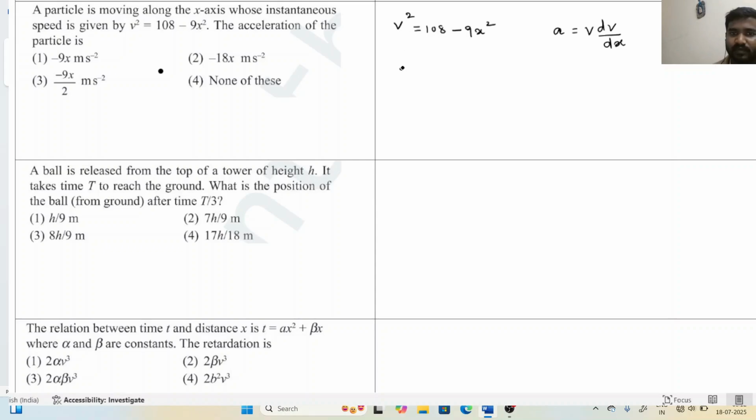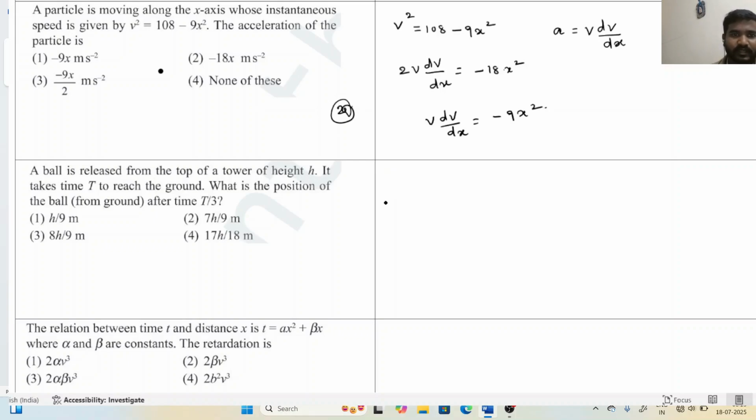Therefore, if you differentiate both sides, you get 2v times dv by dx equal to minus 18 times x square. So v into dv by dx equals minus 9 times x square. Here the option is not there in that form, so you can go with option 4.